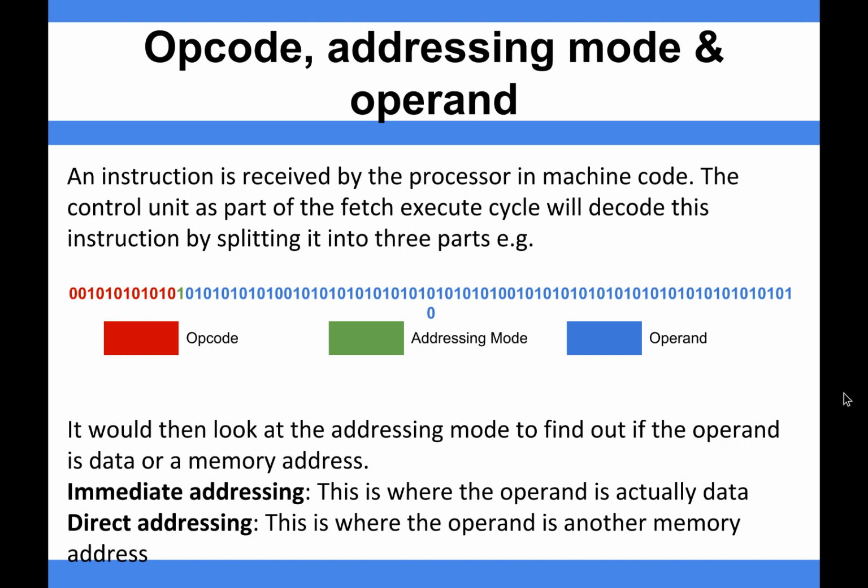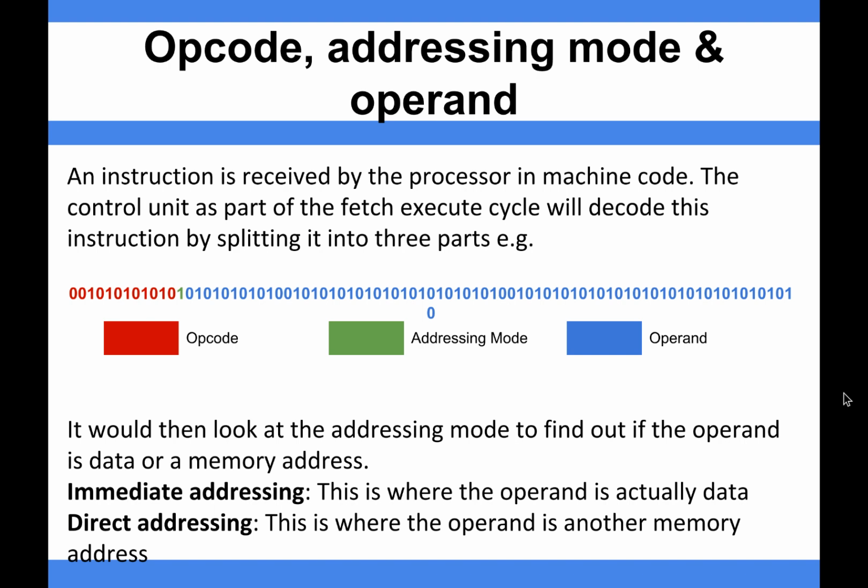The addressing mode is the bit in between the opcode and the operand, and it basically tells the processor whether the operand, the final bit, is either data or a memory location. So it's known as immediate or direct addressing. Immediate addressing is where the operand is actually just data. So those ones and zeros are just data which will hold meaning to whatever the instruction is.